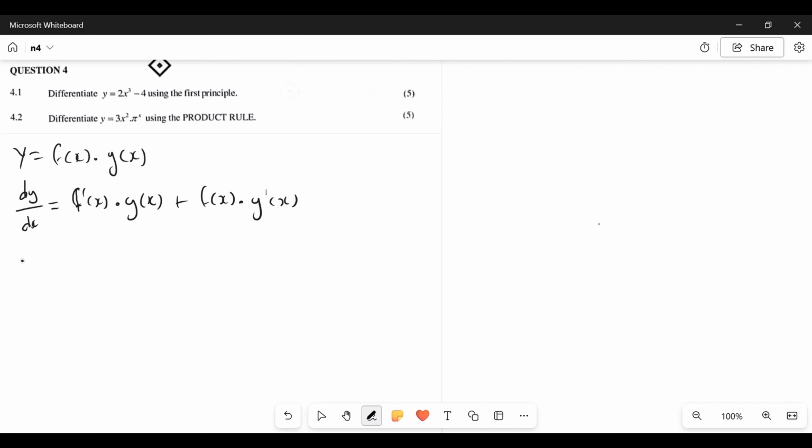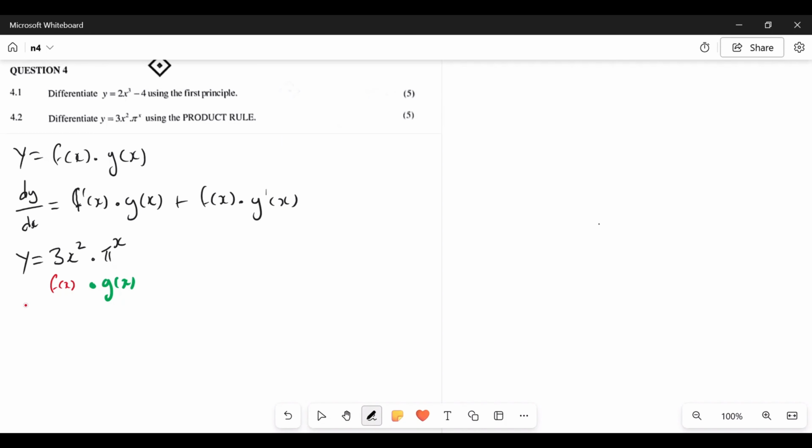So with this equation, let me just write it here. We have y equals 3x squared multiplied by pi to the power of x. We have two functions there that are multiplying each other. That's the reason why we call it the product rule. So we can call the first one f of x, multiplied by the second one here. Let's call it g of x. There we go.